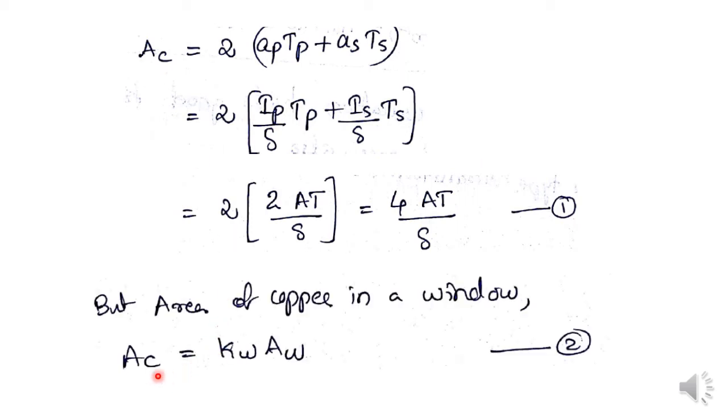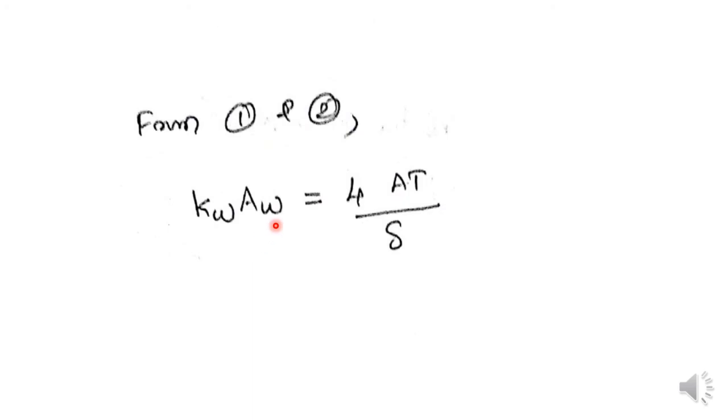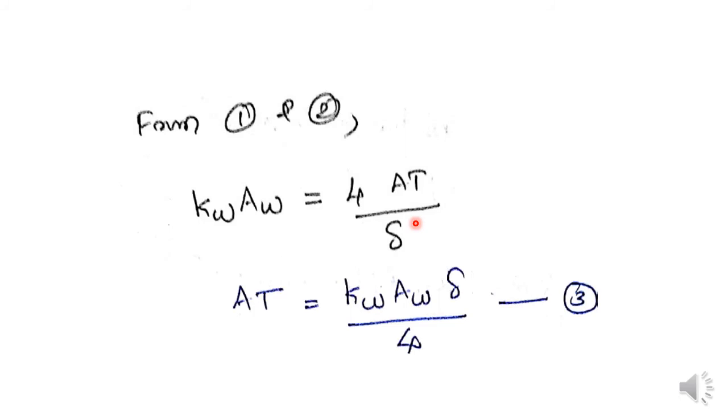But the area of copper in a window, AC can be represented as KW into AW, where KW is the window space factor and AW is the area of window. That is equation number 2. We can equate these two equations, 1 and 2. So KW AW is equal to 4AT by delta, or AT is equal to KW AW delta by 4, that is equation number 3. This expression for AT will be substituted in the output equation.